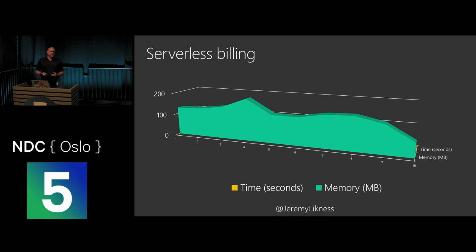And the billing, I talked about the gigabit second. The billing is pretty straightforward. Left to right is time. The vertical axis is how much memory. And we get billed for the area under the curve.